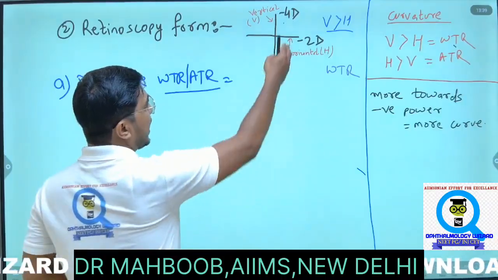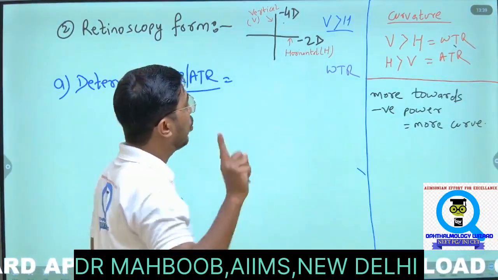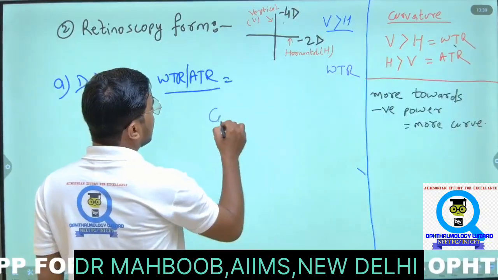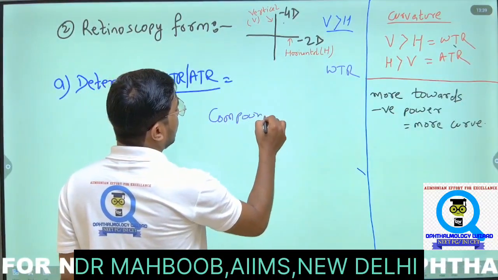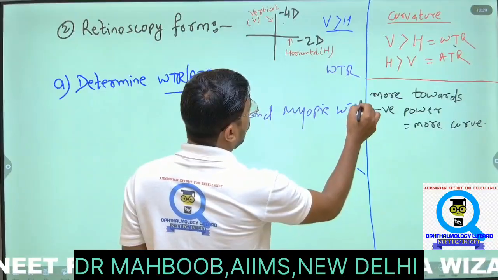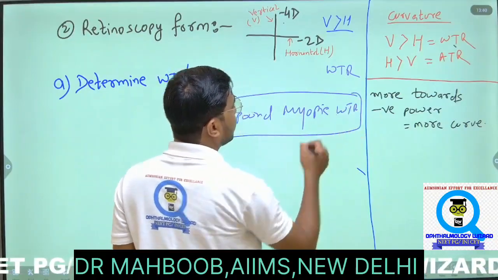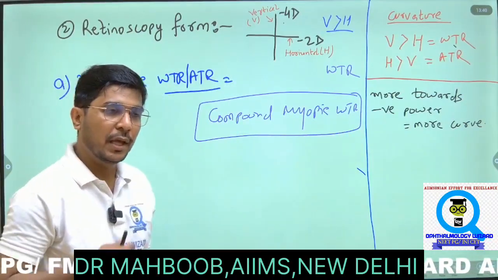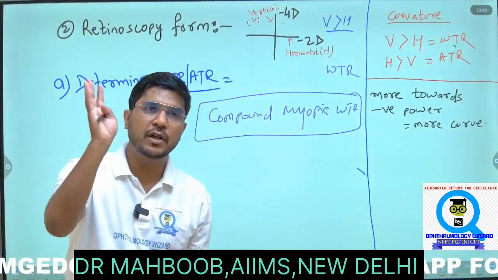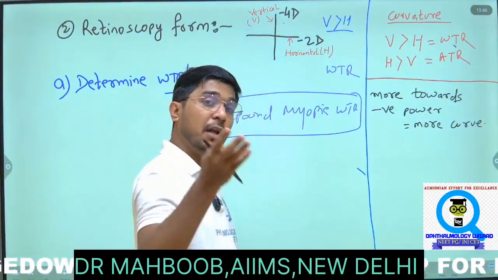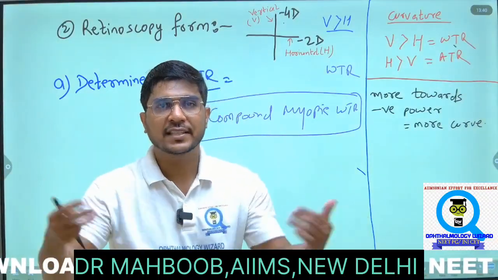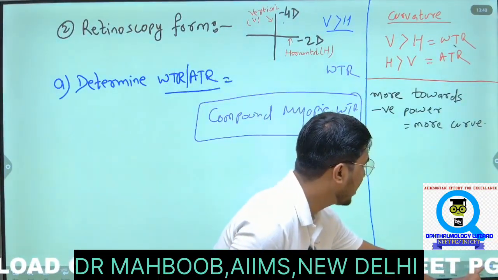So you cannot see any zero here. It is not simple. One. You can see negative power here. That means it is compound myopia with the rule. Right or wrong? Okay. I assume that you have not understood some of the points. Okay. Let us go to the exercises. Let's do exercises fast.